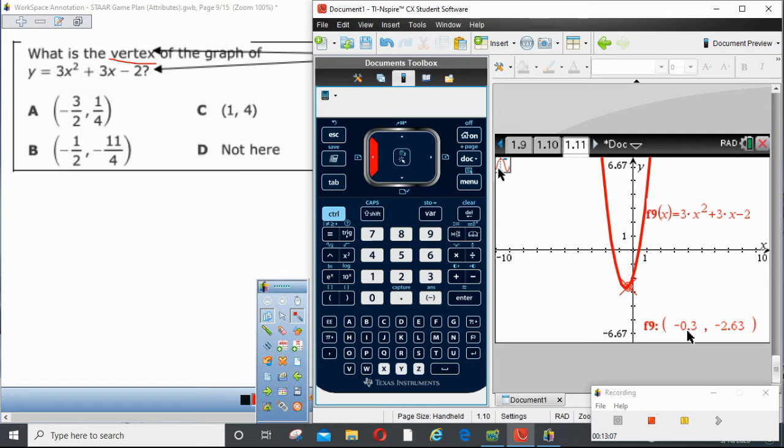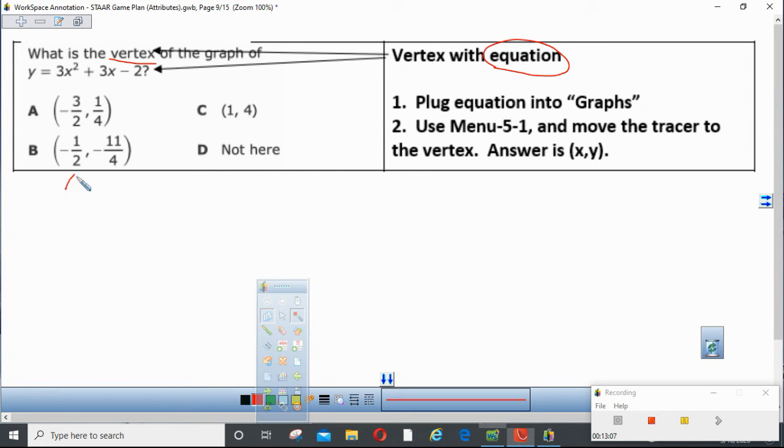So looking at these answers, these are decimals and these are fractions, but I have something that kind of is an advantage, and that is the negatives. Both of these are negative. Well, look, this one's not negative. It can't be A. Neither of these are negative. So it's probably going to be B, or it's not here. Now, just to speed things up, yes, this is definitely negative 0.5, okay?